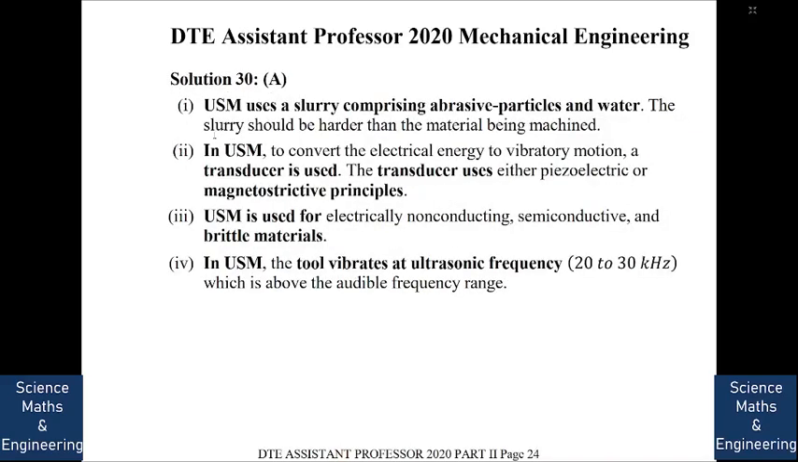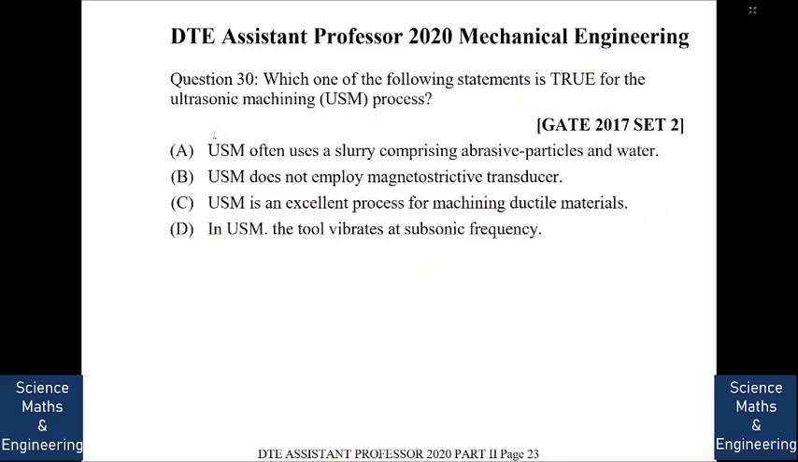Next, USM is used for electrically non-conducting, semiconductive and brittle materials. So USM is not used for ductile materials. And next, in USM, a tool vibrates at ultrasonic frequency in the range of 20 to 30 kilohertz, which is very well above the audible frequency range. So option D, that it vibrates at sonic frequency, is false.